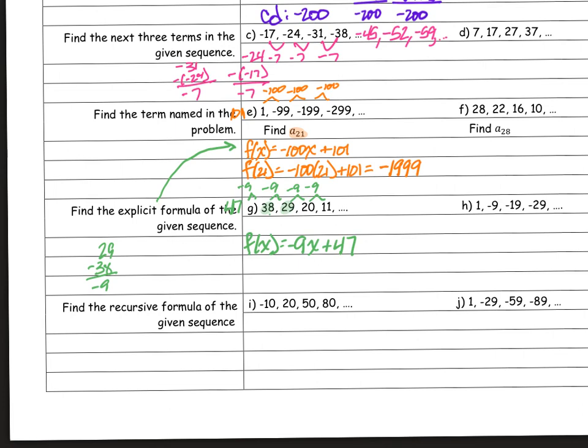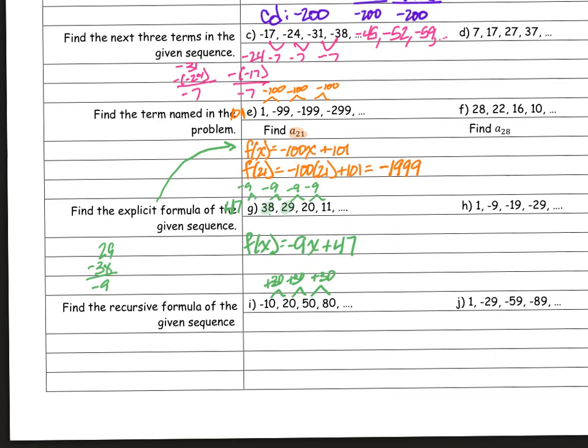Okay, and the last thing it wants us to do for arithmetic is find the recursive formula of the given sequence. So to find the recursive formula, I do need to know what my common difference is. You're doing that a lot, right? Finding common differences. So how do I get from negative 10 to 20, and 20 to 50, and 50 to 80? Add 30. That is right. Good job. So I'm adding 30 every time.